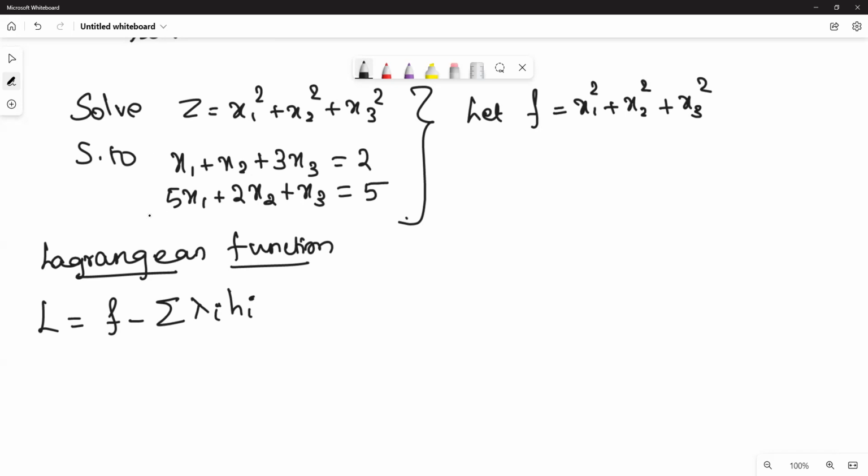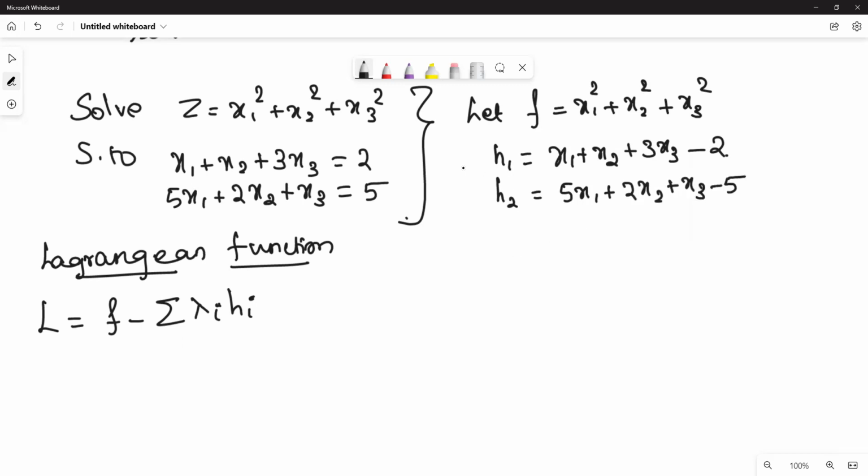Here how many constraints are given? 2 constraints. So we name it as hi, that is h1, h2. h1 is the first constraint function, x1 plus x2 plus 3x3 minus 2. h2 is the second given constraint, 5x1 plus 2x2 plus x3 minus 5. So lambda i is nothing but the Lagrangian multiplier, which depends on the number of constraints. If there are 2 constraints h1, h2, then you have to introduce 2 multipliers lambda 1, lambda 2.